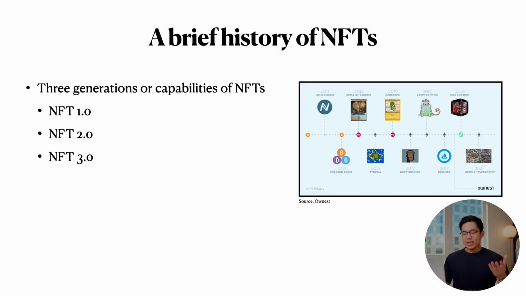All right, so now that we have an idea of what NFTs are, how they work, and how crazy they can get in terms of price, let's take a brief trip through the lifespan of NFTs, which is still ongoing, by the way. Basically, there are 3 generations or capabilities of NFTs that we should discuss. First is NFT 1.0, second is NFT 2.0, and third is NFT 3.0.